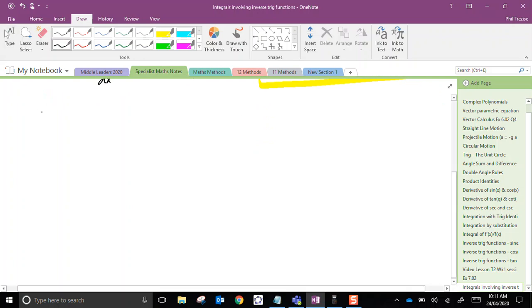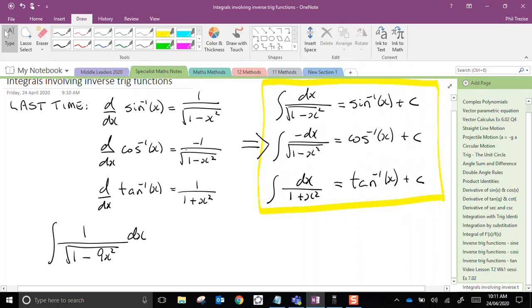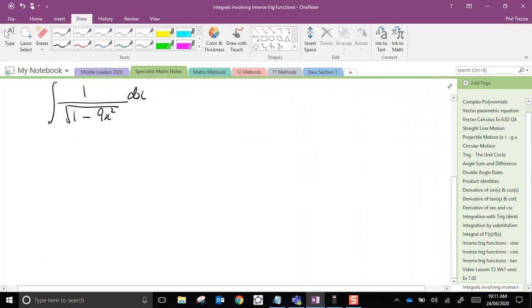So let's imagine in our first example here that we were asked to find the integral of 1 over the square root of 1 minus 9x squared. Don't forget my dx this time. So that's almost the same as the first rule, but we have this annoying number 9 sitting here in front of our x squared. We have to deal with that somehow.